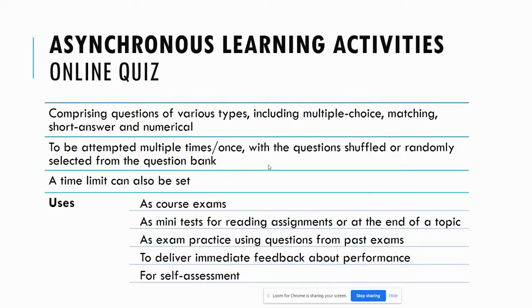The questions can be shuffled or questions can be randomly selected from a question bank. So faculty members actually can make a question bank of, suppose, 100 questions, and they can make a setting that there can be 5 quiz, each quiz with 15 questions or 10 questions, and those questions will be shuffled from the question bank.